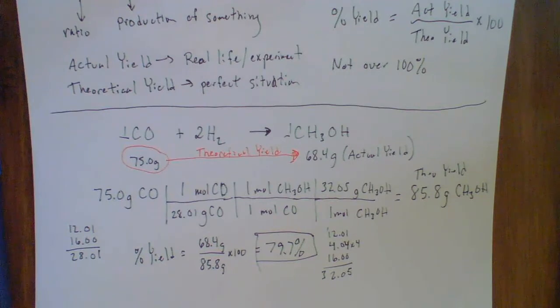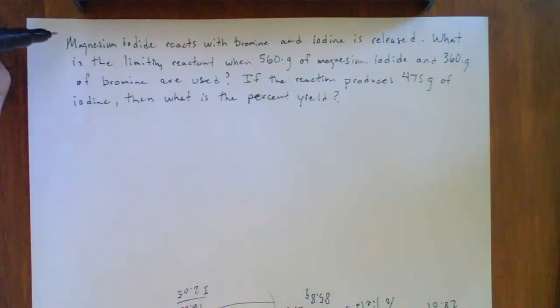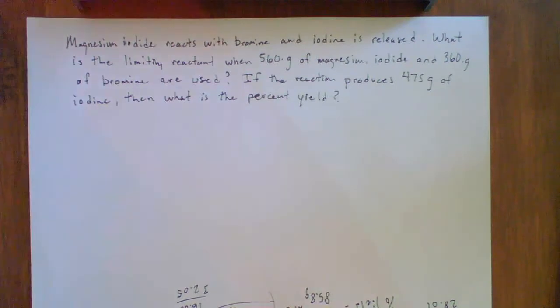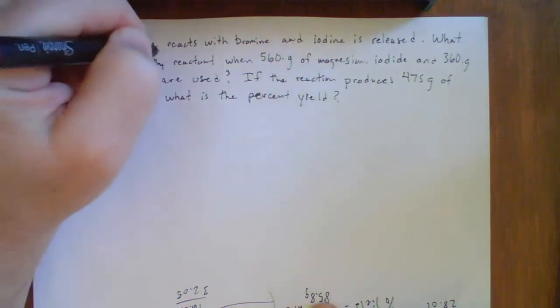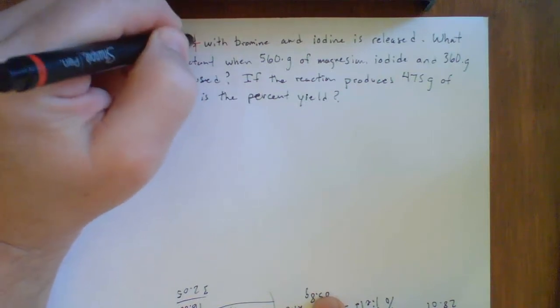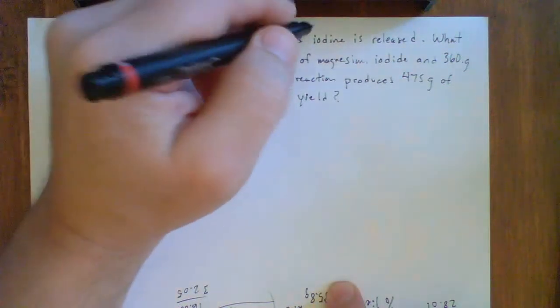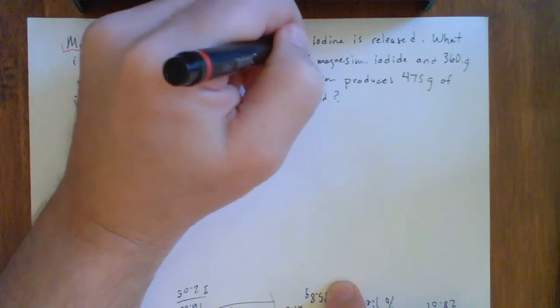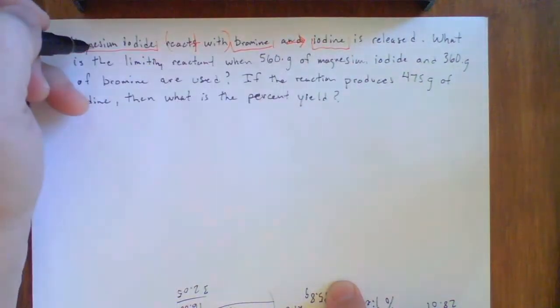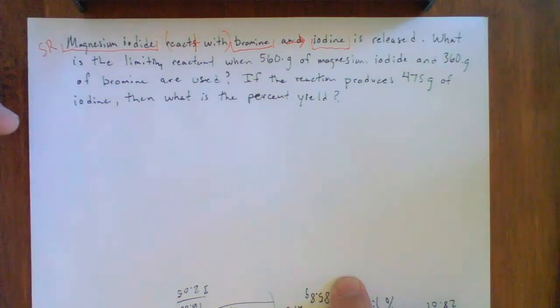Let's go through one more example, and maybe we'll tie it into yesterday's learning on limiting reactant. All right, so here's our reaction. We've got magnesium iodide reacting with bromine, and iodine is going to be released. Iodine is a product. There's got to be another product here. I think this is a single replacement reaction.